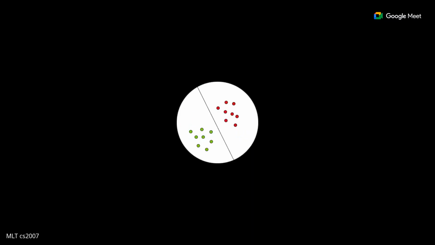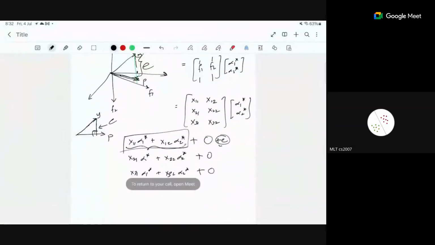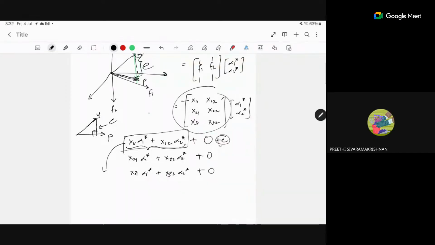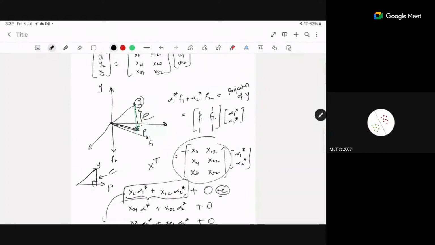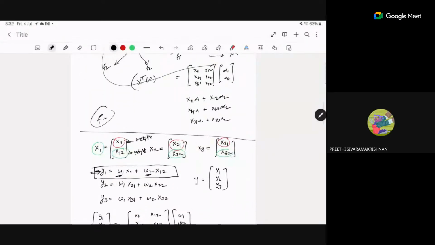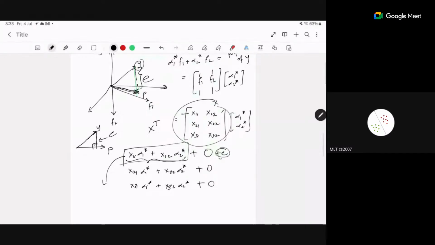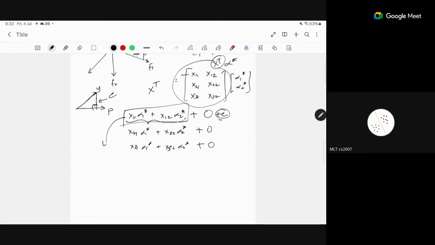Okay, let us see once more. What should I call this part? What is this vector? This is X vector transpose, X transpose. Are you fine with that? Yes, it's N by D. X is D by N, so N by D means transpose. So this is X transpose. What is this alpha star? So this is giving me X transpose alpha star. So what I'm saying is this projection is X transpose alpha star.